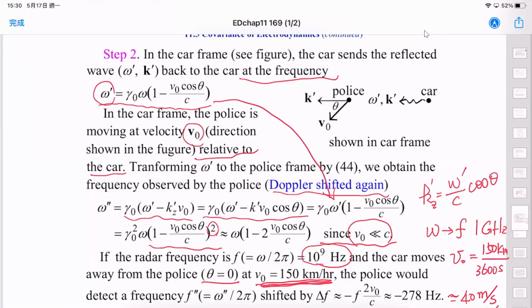And the speed of light is 3 times 10 to the 8th meters per second. And remember we have 1 gigahertz. Okay, so this one cancels with the 1 gigahertz, 80 meters per second. Okay, cancel. So it's roughly about 800 over 3. So roughly about 278 hertz, the frequency shift. Inconvenient.